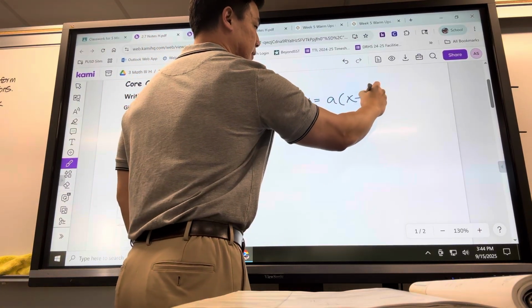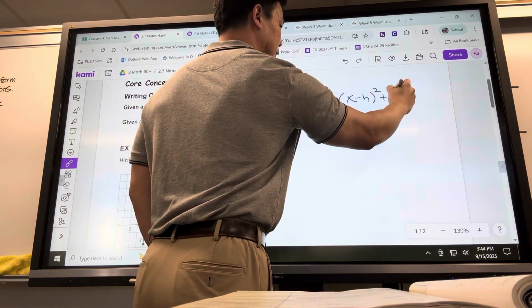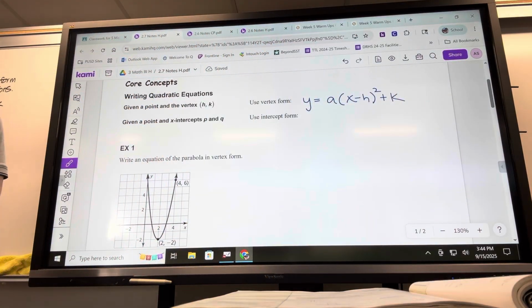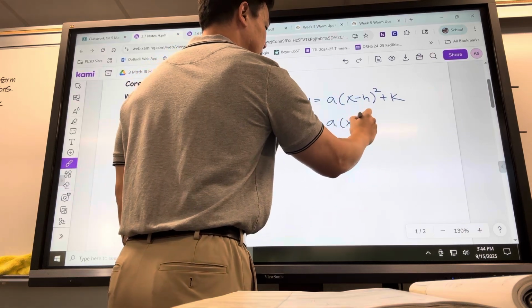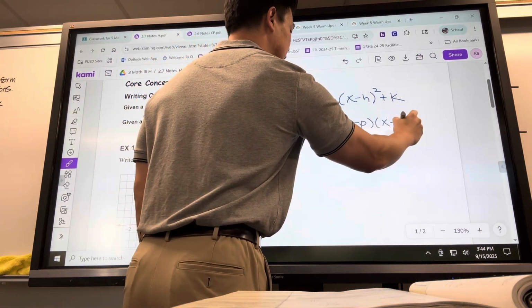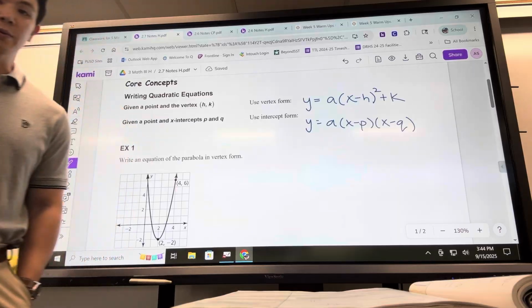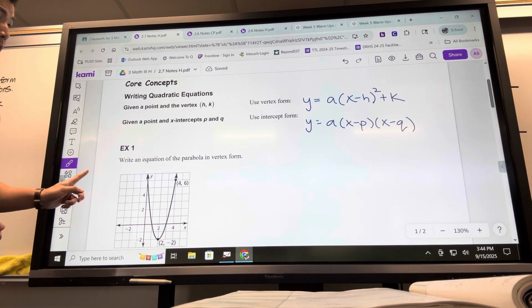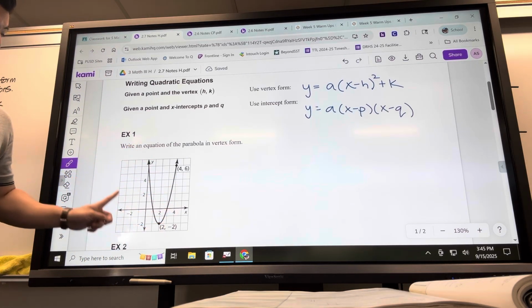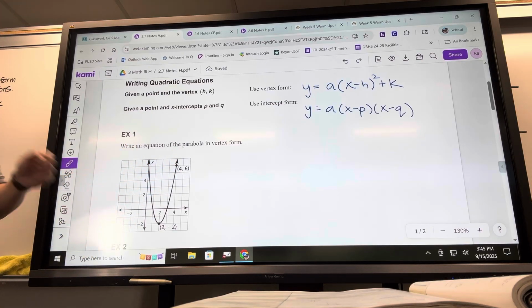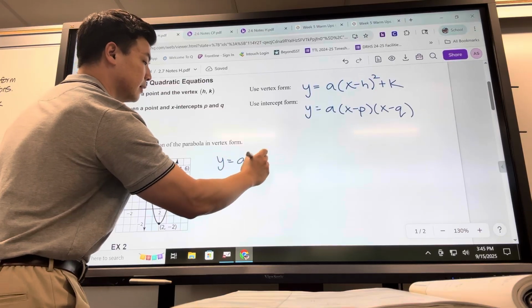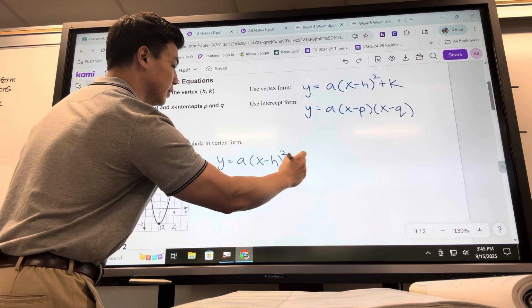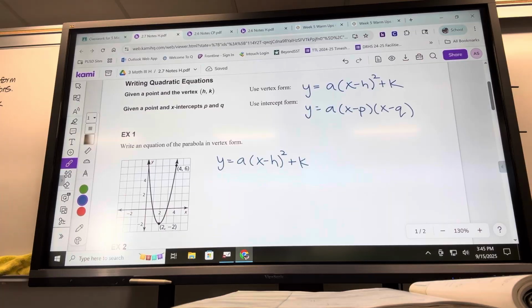So that's this equation right here. Our intercept form we went through the other day, that's y equals a times x minus p times x minus q. But for today, we're just going to be looking at vertex. So for the first example, if I have this graph, we want to write an equation in vertex form here. So I'm going to start with my equation that's given to me, y equals a times x minus h squared plus k.